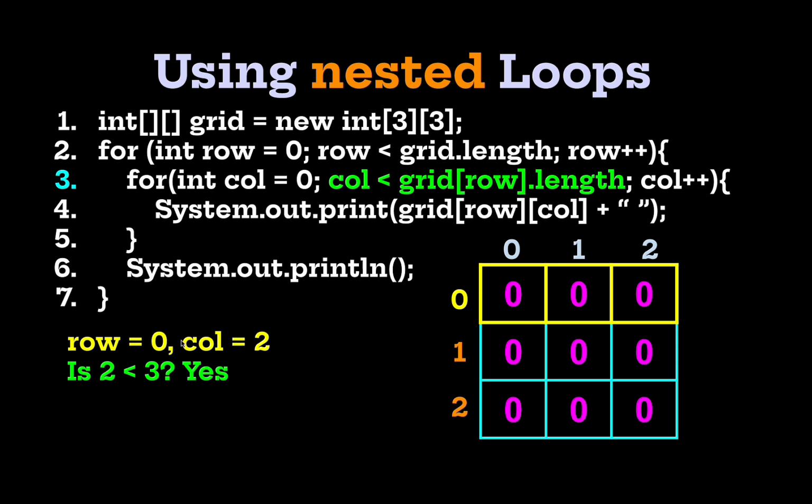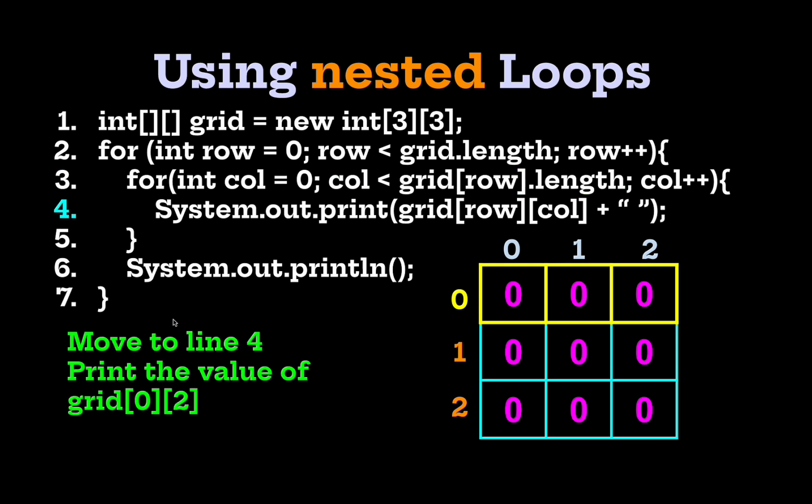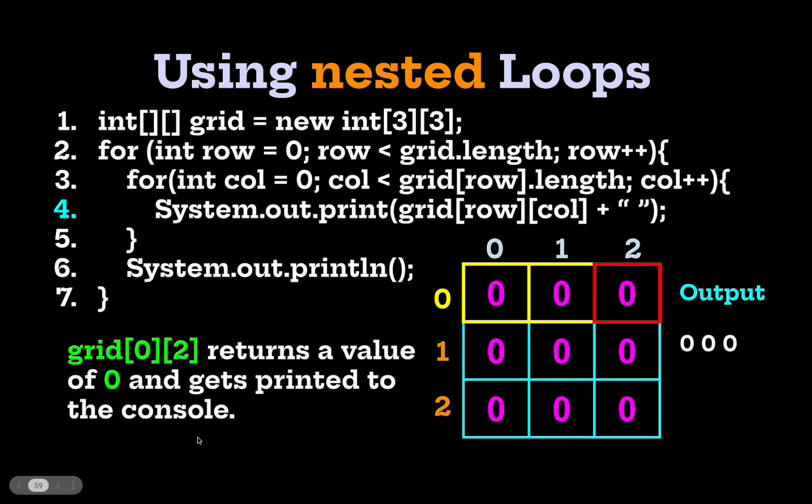Now, the next question is: is 2 less than 3? Right? Because col is 2 at this point. Well, the answer is still yes. Okay, if that's the case, then still go ahead and execute line 4. And what do we see? Grid 0, 2. What do we have in there? 0 as well. And that gets printed for us.